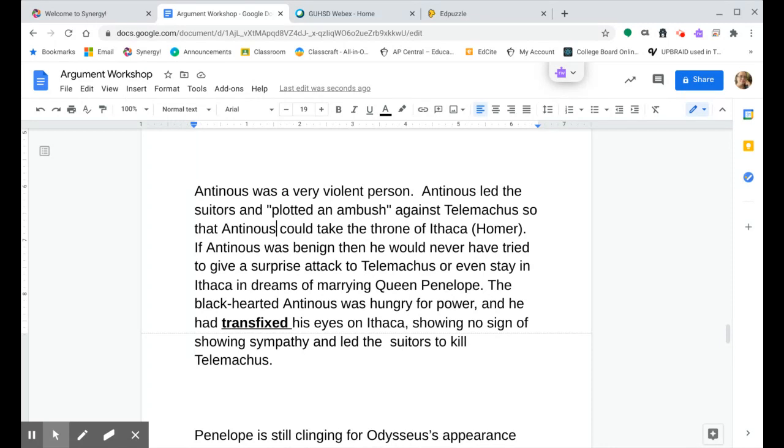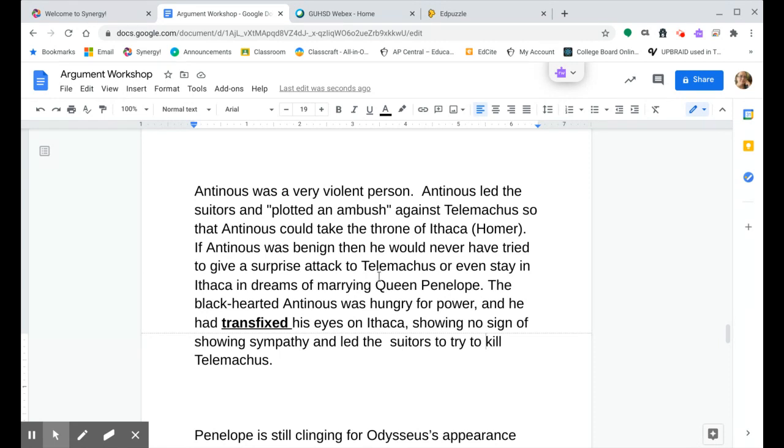If Antinos was benign, then he never would have tried to give a surprise attack to Telemachus or even stay in Ithaca in dreams of marrying Queen Penelope. The black-hearted Antinos was hungry for power, and he had transfixed his eyes on Ithaca, showing no signs of sympathy, and led the suitors to try to kill Telemachus. Okay, clearly, do me a favor, like proofread out loud and make sure that everything is there.